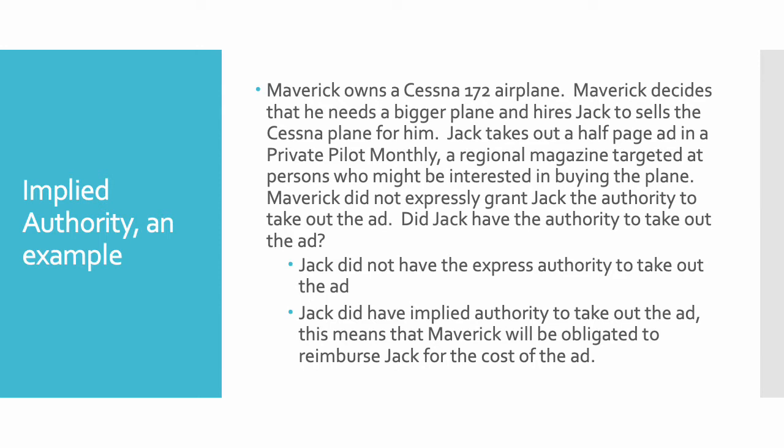All right, implied authority, and I wrote out an example here. Bear with me, we'll read through it. Maverick owns a Cessna 172 airplane. Maverick decides he needs a bigger plane and hires Jack to sell the Cessna for him. Jack takes out a half-page ad in Private Pilot Monthly, a regional magazine targeted at persons who might be interested in buying the plane. Maverick did not expressly grant Jack the authority to take out the ad. Did Jack have the authority to take out the ad?